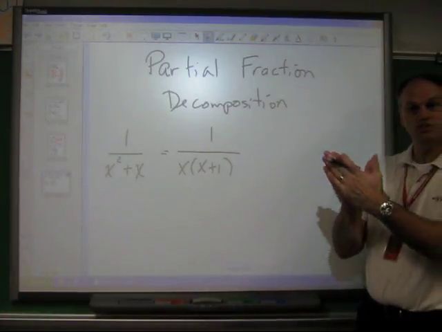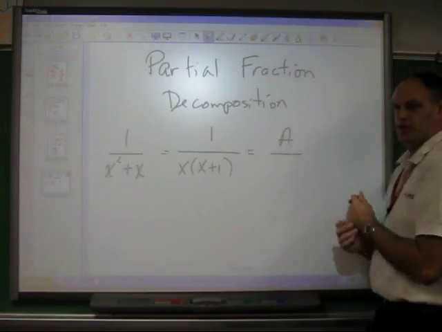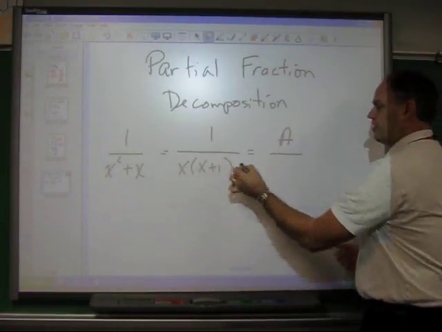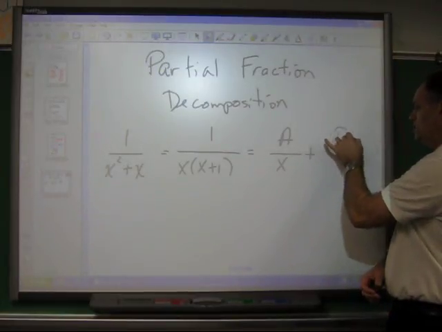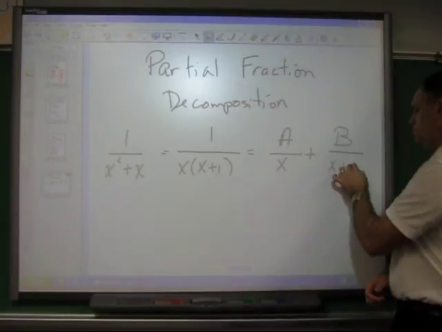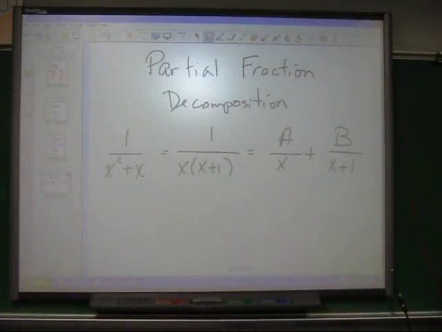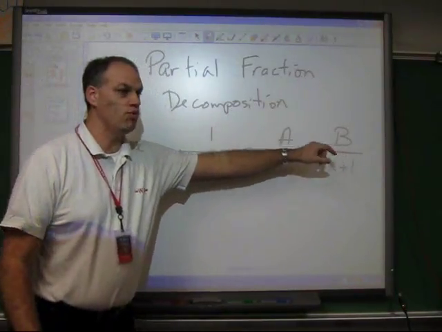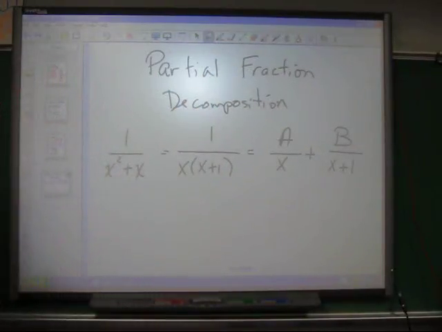Now we're going to show the split and say we're going to have some number, we don't know what it is, we'll call it A, over the first factor, x, plus some other number, we'll call it B, over the second factor. That represents the split of the two parts, and the two factors that are going to be decomposed. We want to find the number that's A and the number that's B. That's our goal.